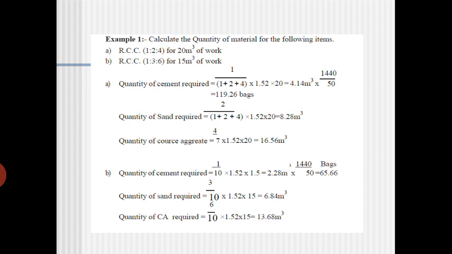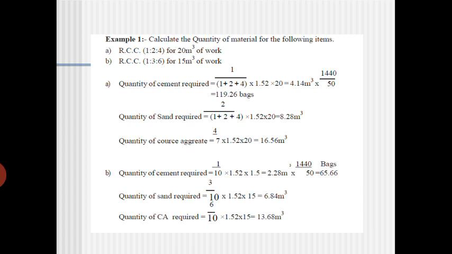That is much more essential. Of course, you might have done this in your eight semesters, but it is still very essential, because sometimes they will mention 1 is to 2 is to 4, but you should know how many bags of cement are required.